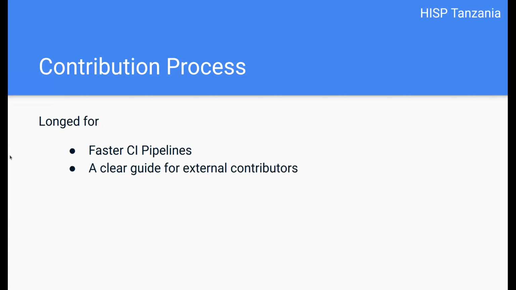And also maybe a clear guideline for external contributors, with things to consider like linting, formatting, the PR linting, and how the pull request name should be. Issues to consider while trying to commit to an open source repo.